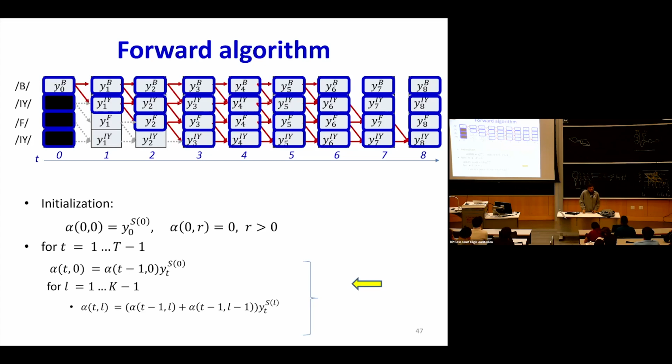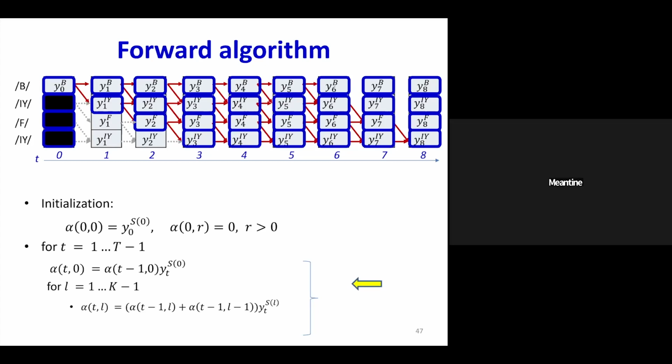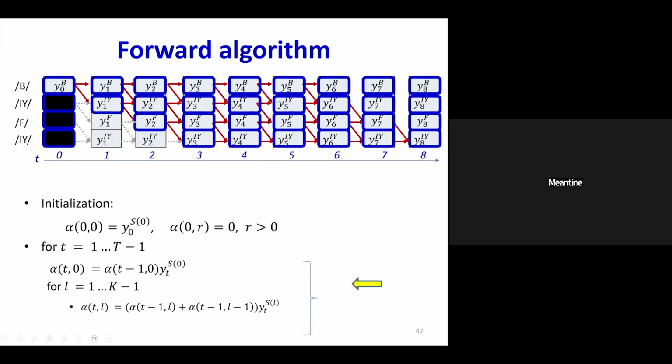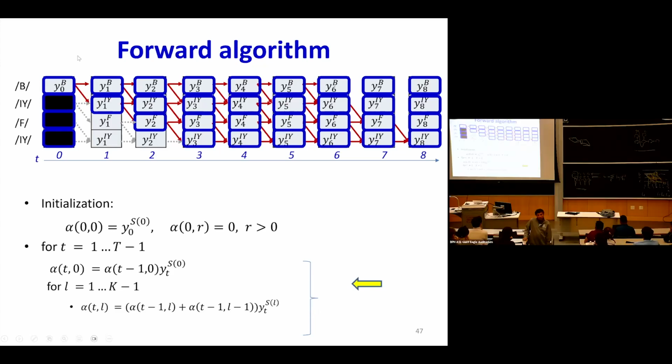Could you please repeat that? I said that what we really want is alpha 8y. But why are we computing all the alphas? If you just want alpha 8y, why not do a recursive algorithm? We don't want just alpha 8y. We want alphas for every single node.